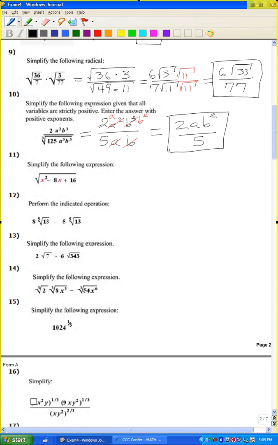Problem 11. The square root of x squared minus 8x plus 16. Well, the radicand is just a perfect square trinomial. And so by the special product formula, I have that x squared minus 8x plus 16 is just x minus 4 quantity squared. And the square root of x minus 4 quantity squared is just x minus 4 in absolute value. And there I would really require that you write the absolute value.